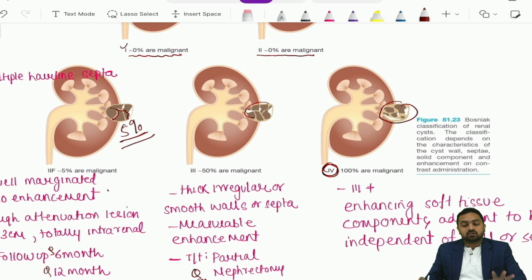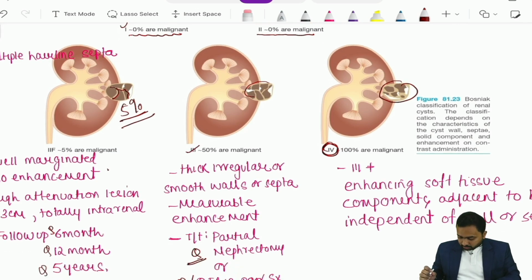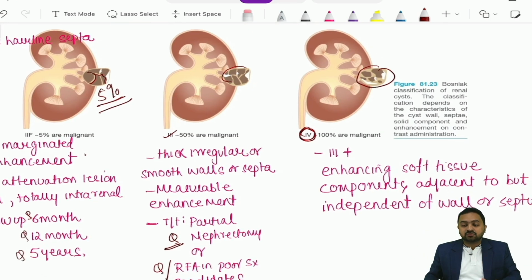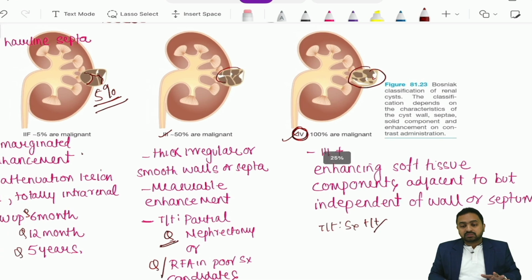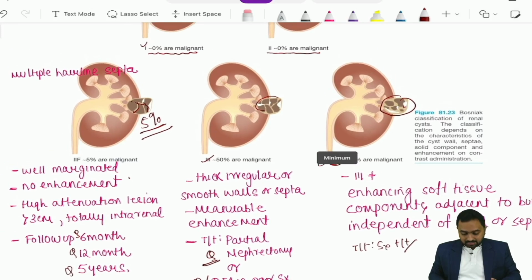thick, irregular or smooth wall or septa, which has a measurable enhancement just like your stage 3, but at the same time it also has a lot of enhancing soft tissue components adjacent, which are independent of the wall or septum. So this is your stage 4, again where your treatment would be surgical treatment. So please remember this Bosniak cyst classification.